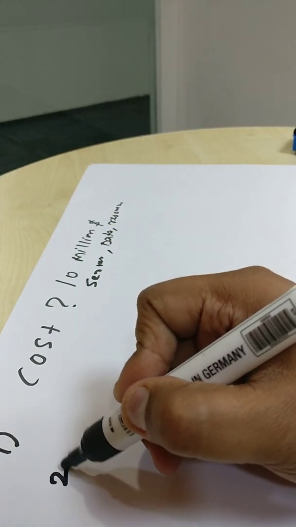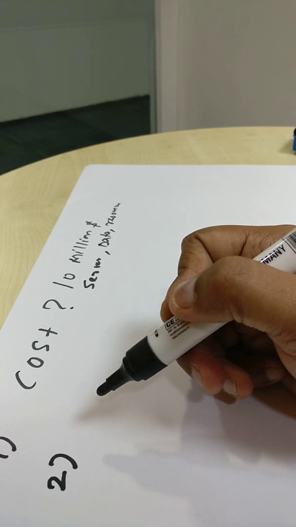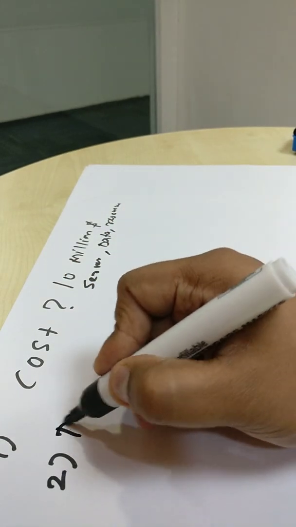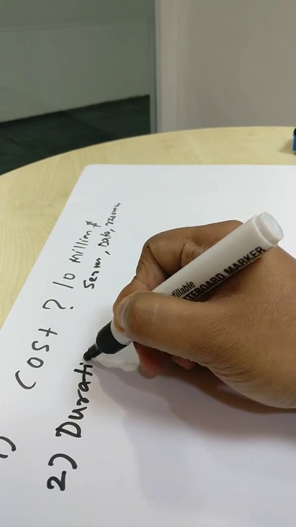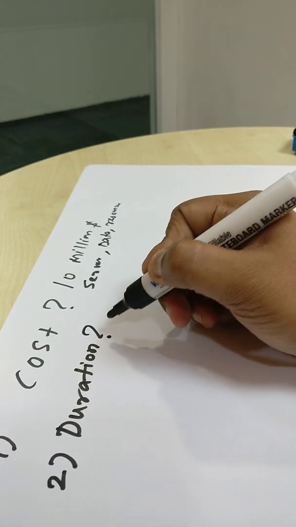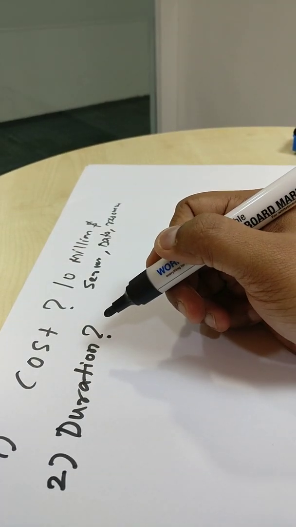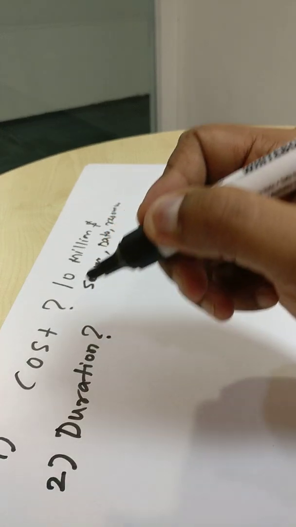The second question is typically how long is it going to take to build the project? So we call it duration, and in whatever sprints we are going to take to complete the project.